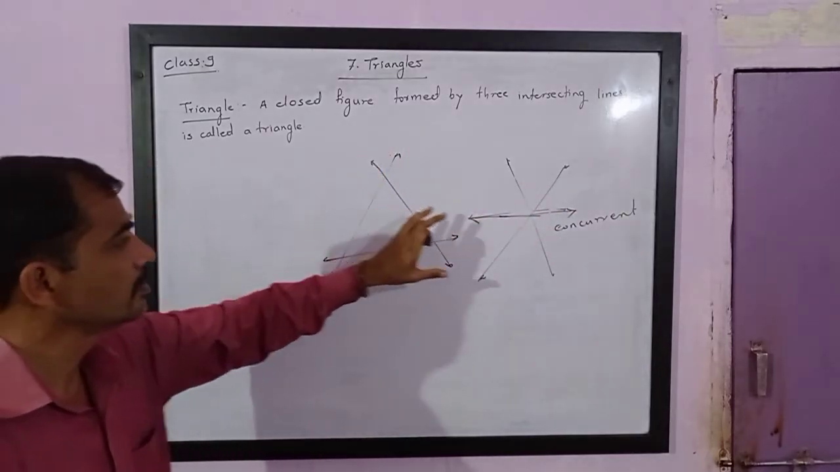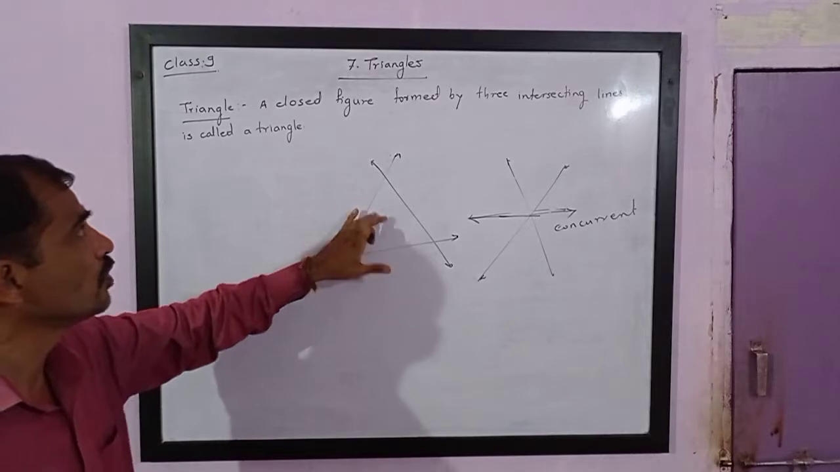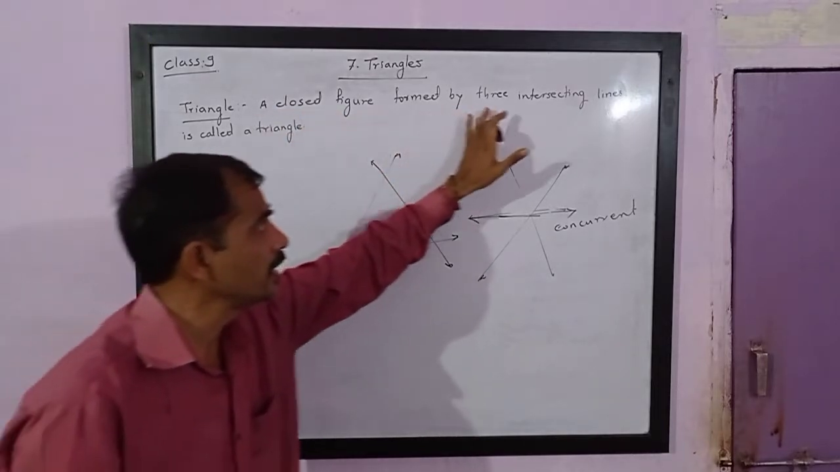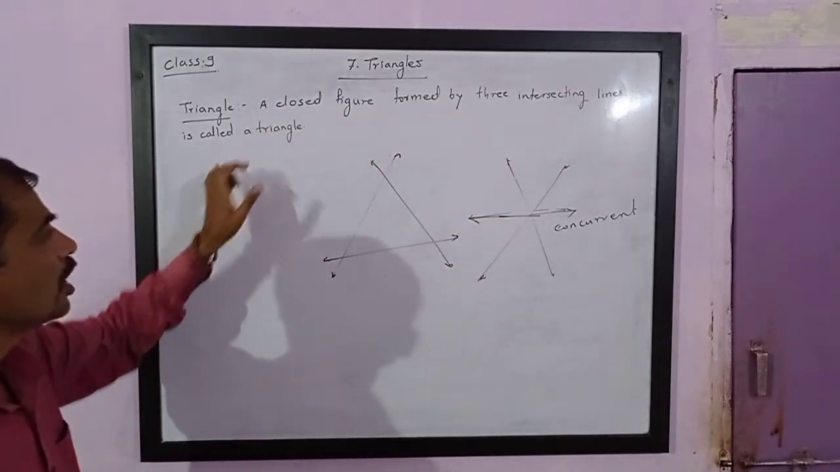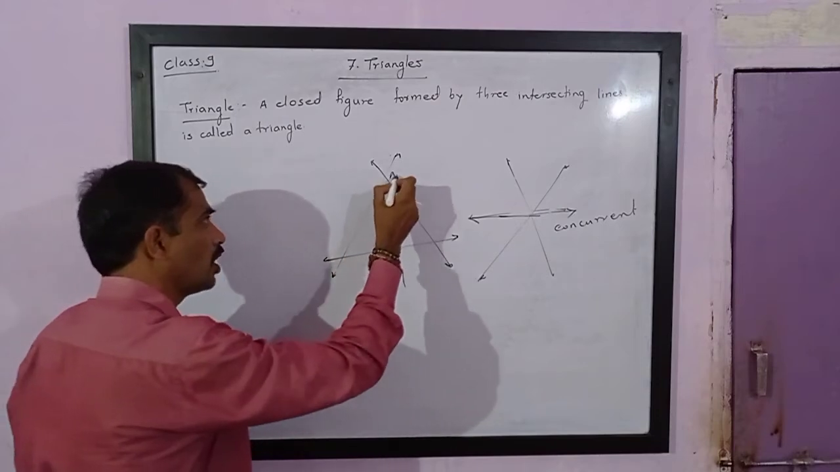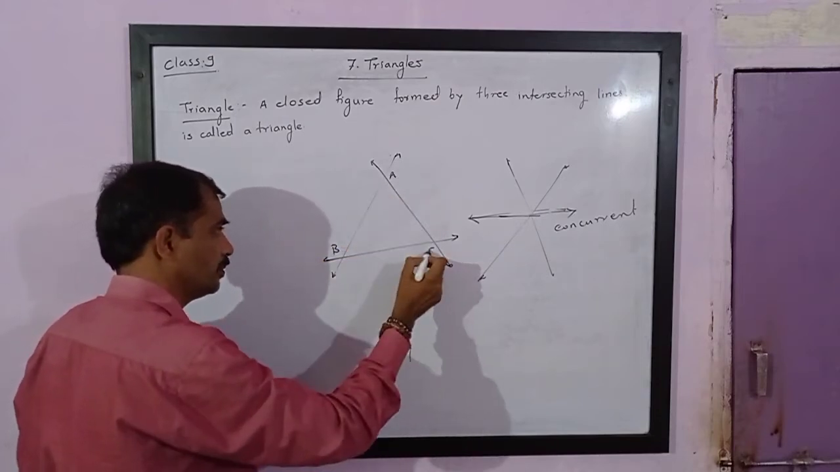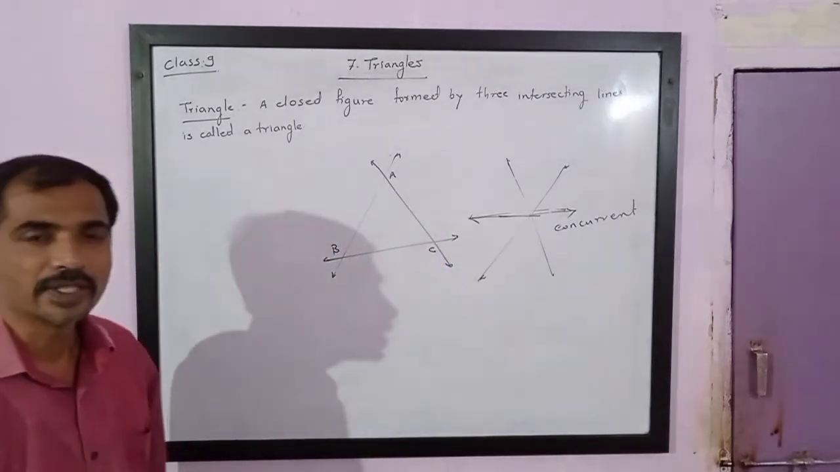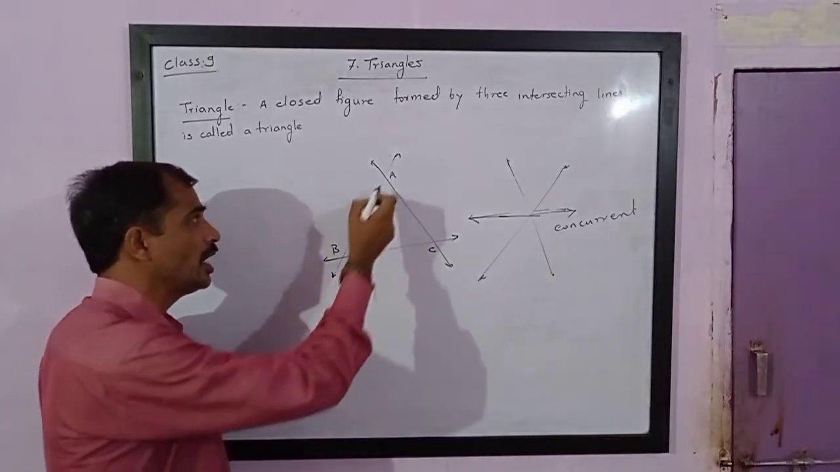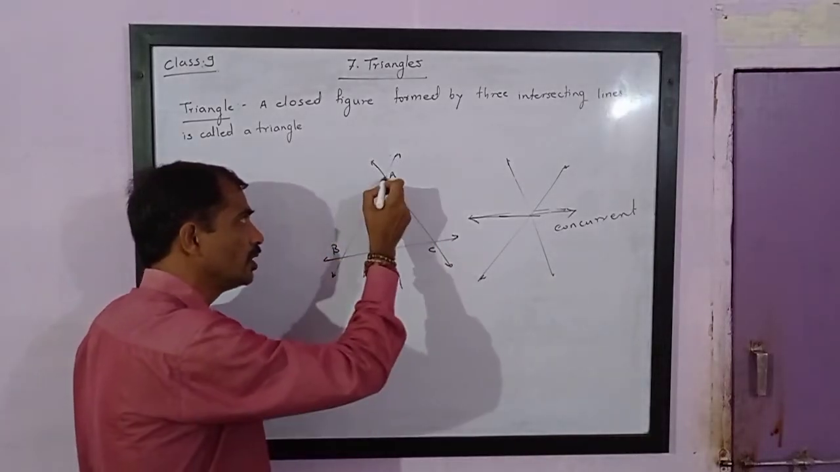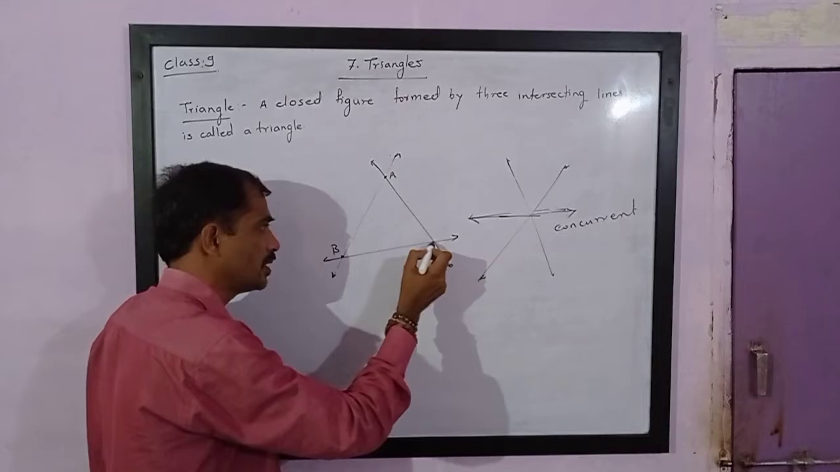So three lines must form a closed figure. A closed figure formed by three intersecting lines is called a triangle. So this figure is called a triangle. This is what we have already studied. Now, we have also studied that a triangle consists of three vertices.